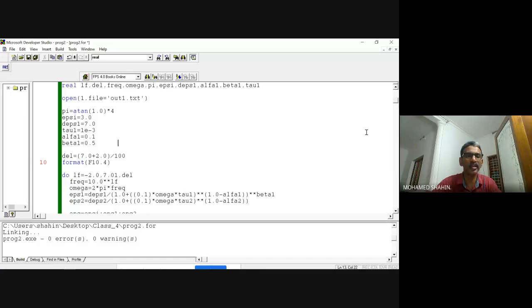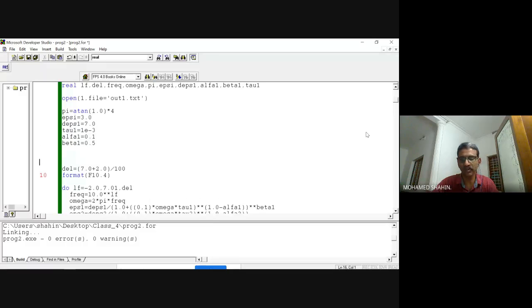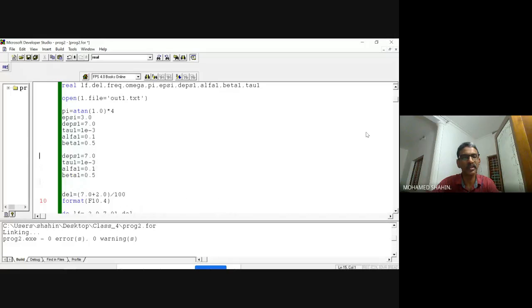Now I declare them once again. DEPS1 parameters corresponding to the first process, DEPS2, tau 2, alpha 2, there is no beta 2. Alpha 2 I put 0.5, the reason you will understand after some time. I increase, 6, 7 I put 1.